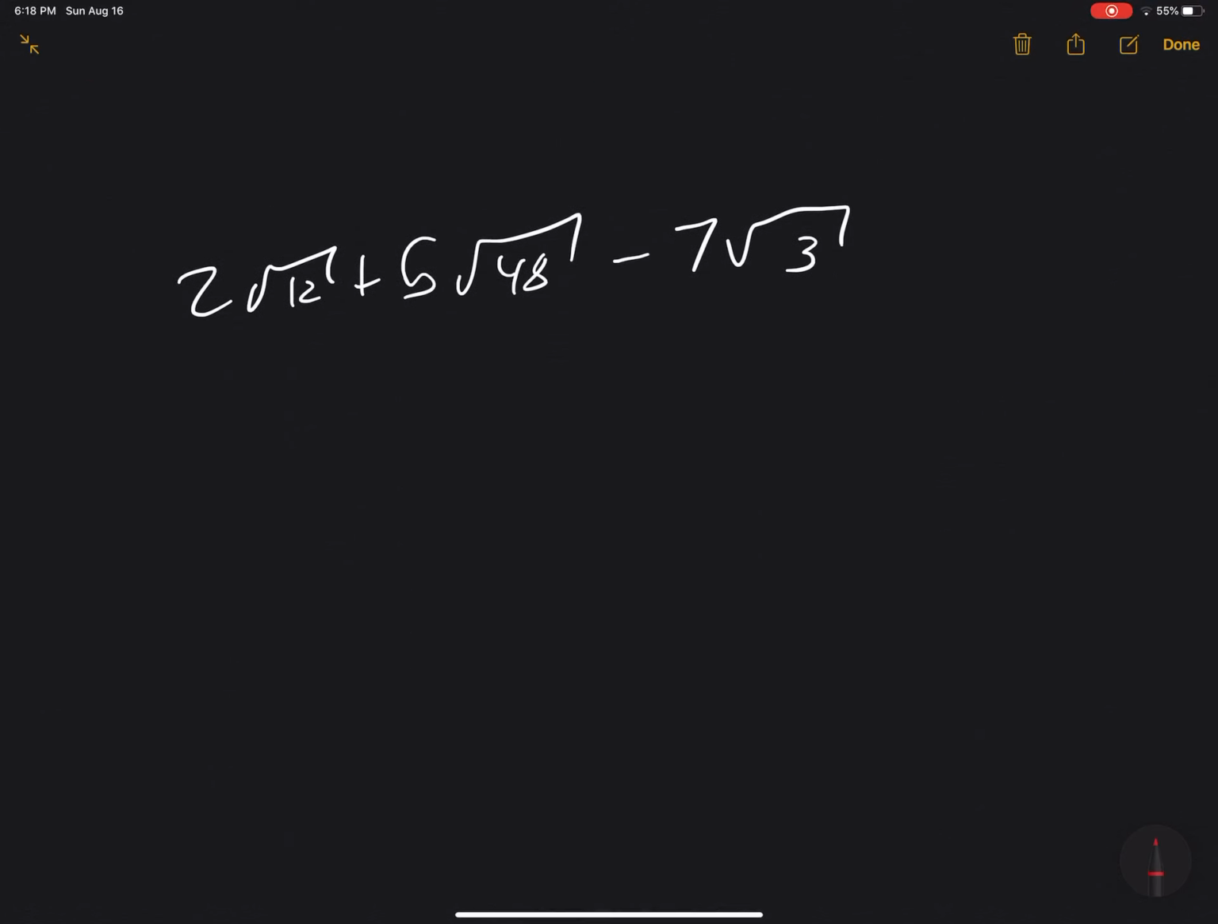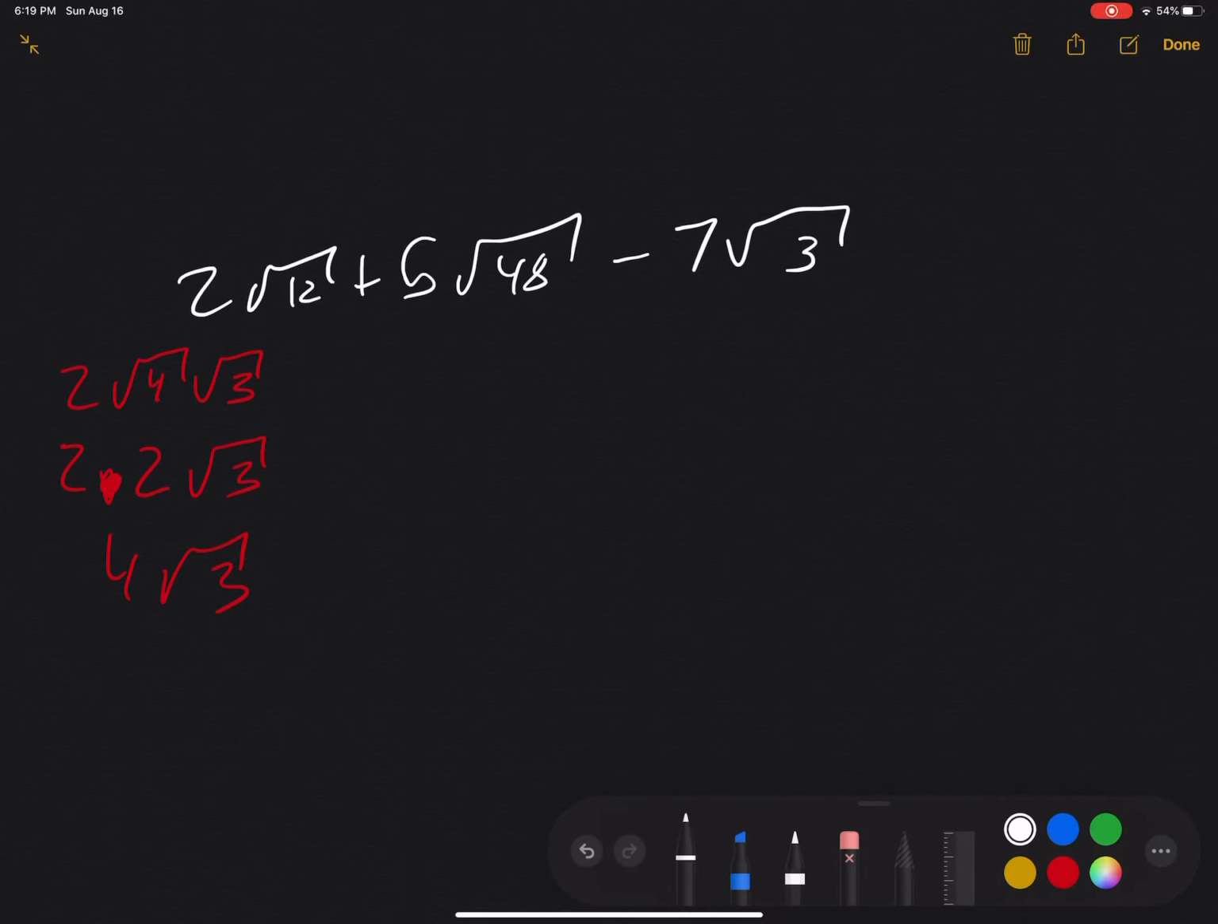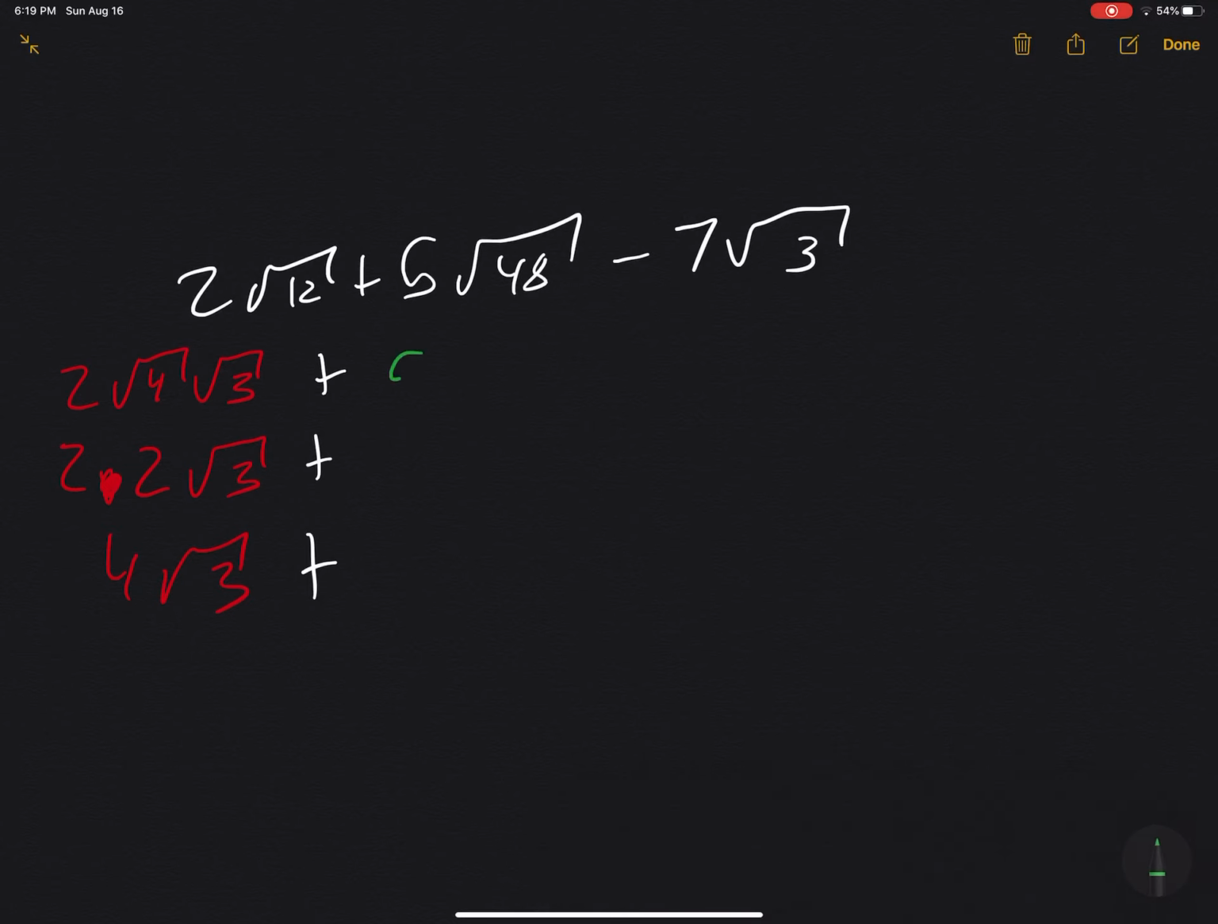Our next problem is similar, so take a minute and try it if you'd like. This time we have 2 root 12. So let's see what we can pull out of root 12. This is equal to 2 root 4 times root 3, which is equal to 2 times 2 root 3, which is equal to 4 root 3. And then we have our plus signs. And then we have 5 root 48, which is equal to 5 times square root.